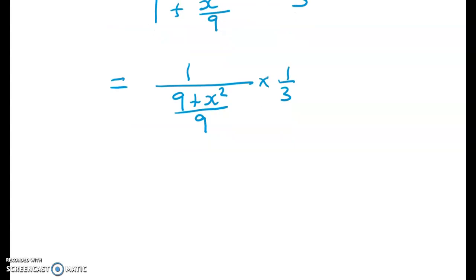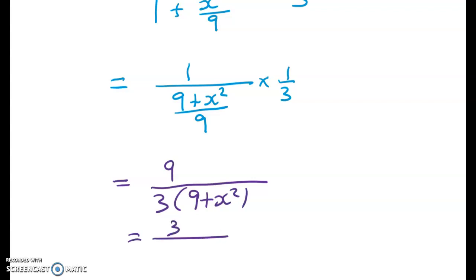Okay, so just fixing that up. OneNote just collapsed on me. We've got 9 over 3 times 9 plus x squared, which gives me 3 over x squared plus 9.